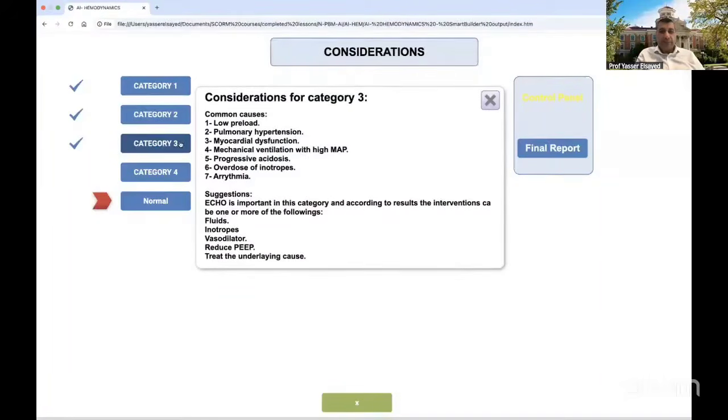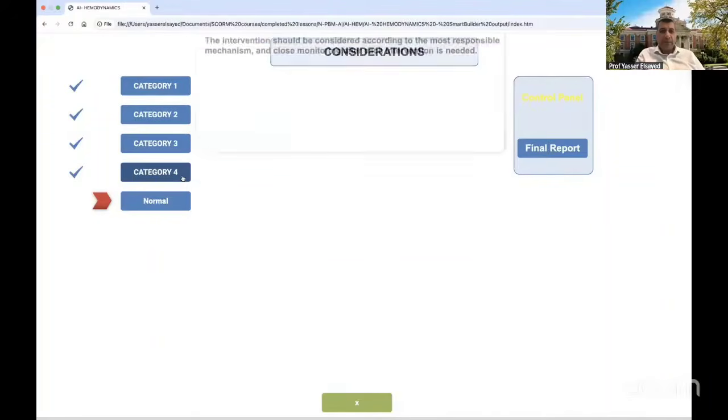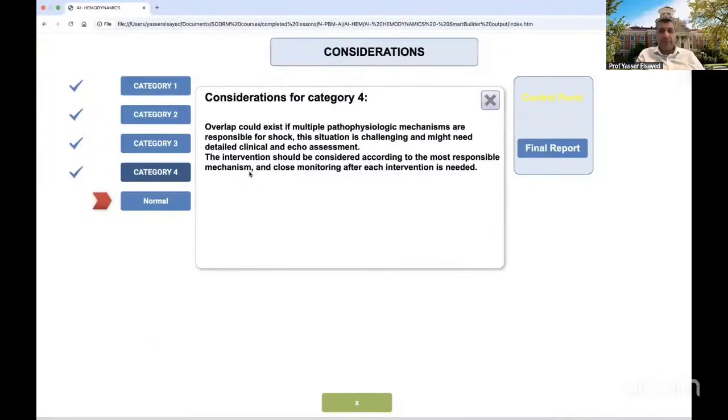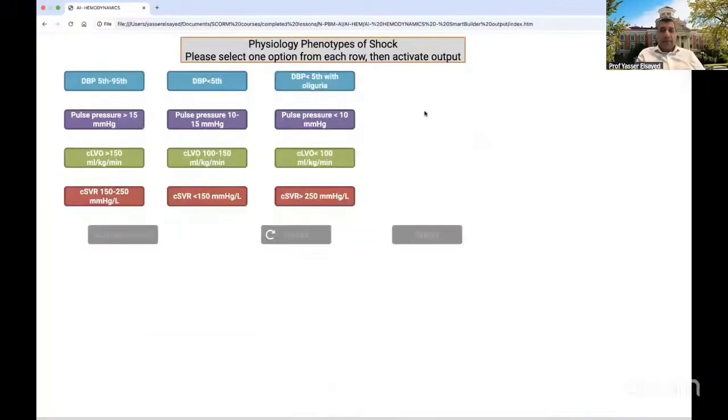Category number 3, when you have cardiogenic shock, which could be extreme category 1 and category 2, and you need to intervene. Definitely, you need to do echocardiography in this category. Category number 4, when you have overlap of multiple phenotypes together. There's another app to help you to understand underlying physiology.